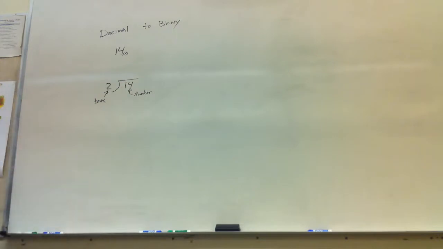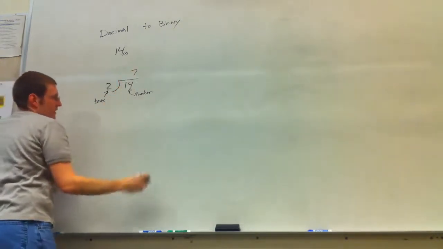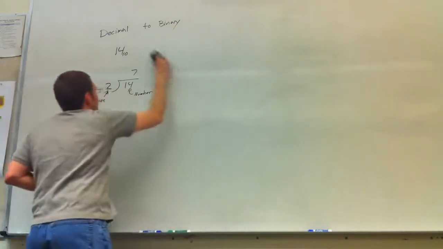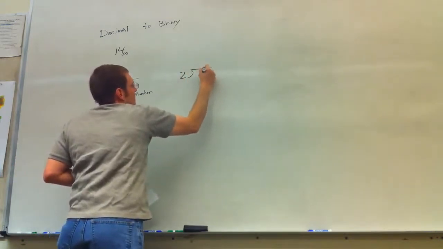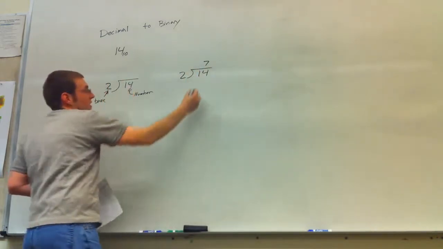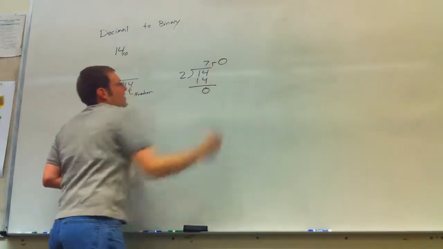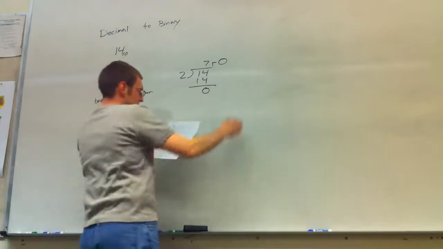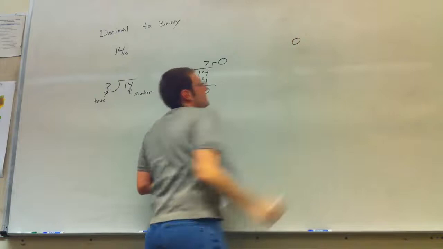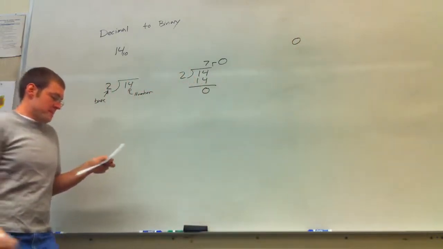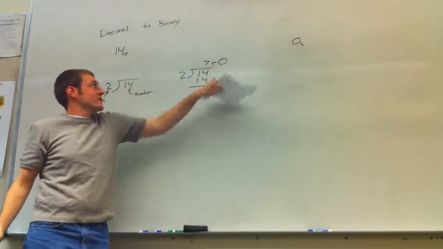So 2 divided into 14, 7. So then I'm going to go here and do it. We go into 7, so then we get a remainder of 0. I do it this way. So when we do this, this 0 becomes our first digit in the binary.